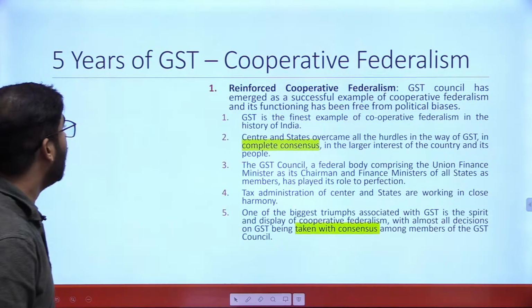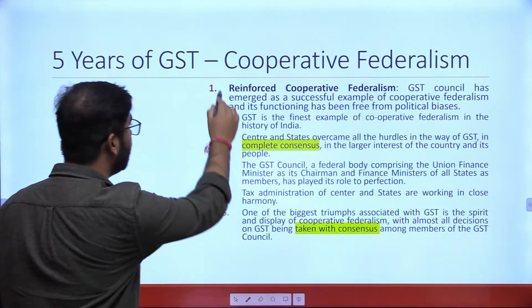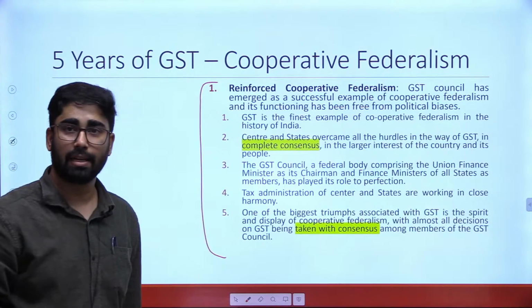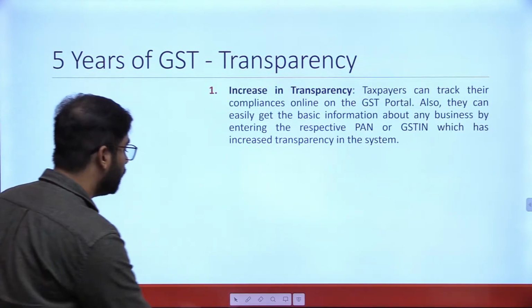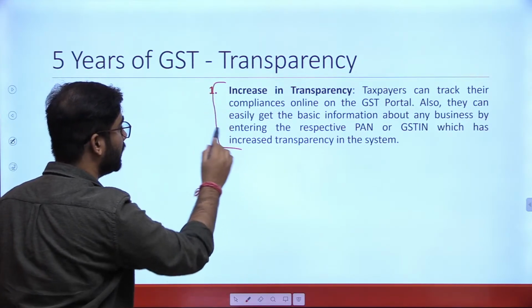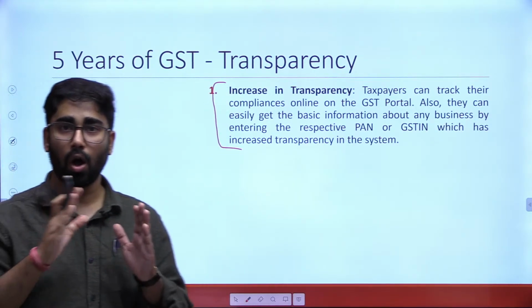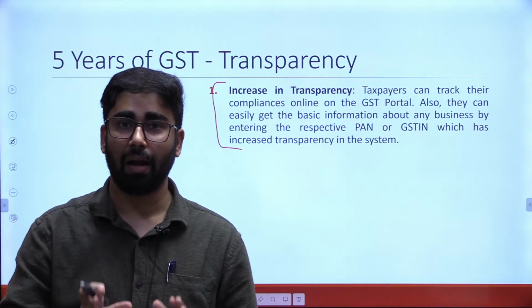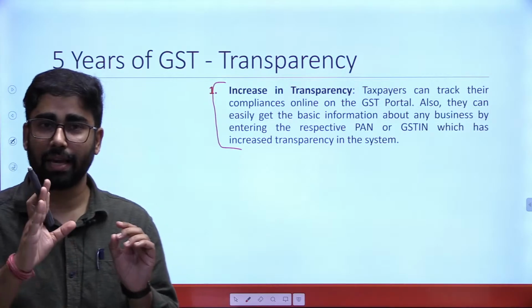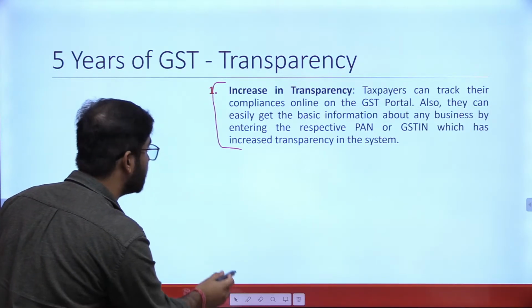Okay, and it has improved cooperative federalism because of GST Council. We already saw that. Okay, it has improved transparency. We saw that because this is all digitized in nature. You can see what is the amount of tax collected and what are the returns that have to be filed. So there is total transparency in the system now.